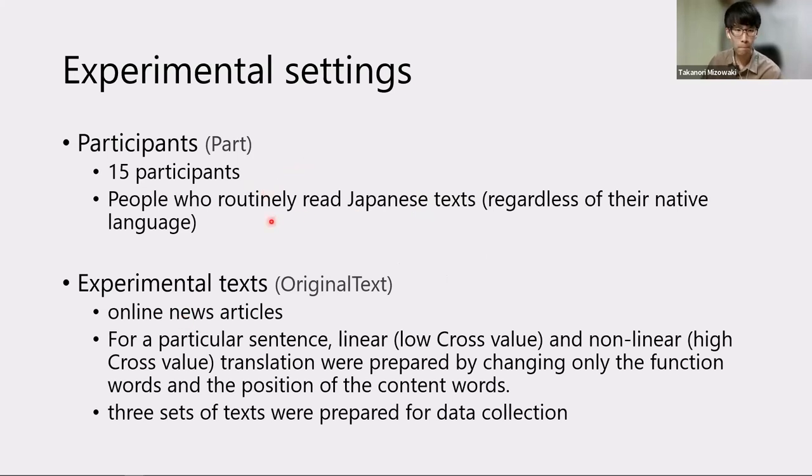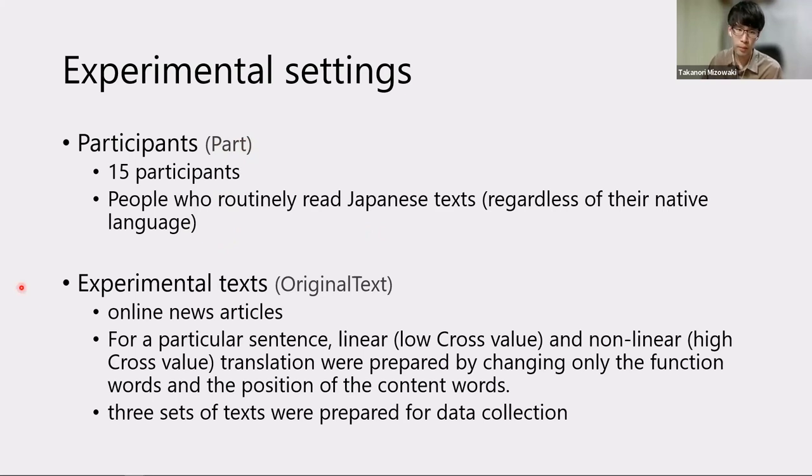So to answer this research question, we conducted an experiment in which we asked participants to read translated text while using an eye tracker. We recruited 15 participants who have a relatively high command of Japanese, like those who routinely read Japanese texts, regardless of their native language. The variable name that identified the participants is part.